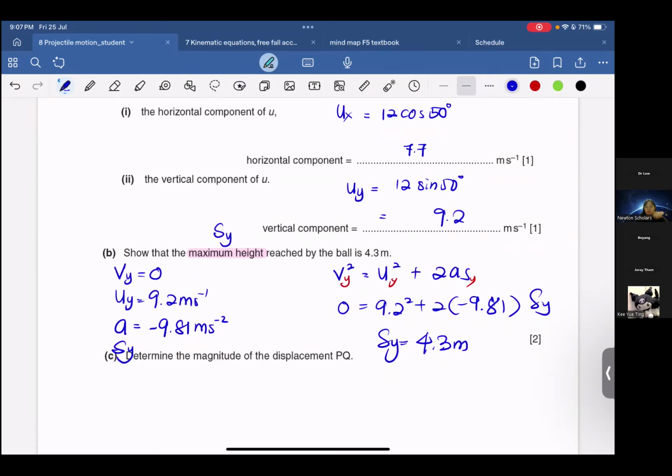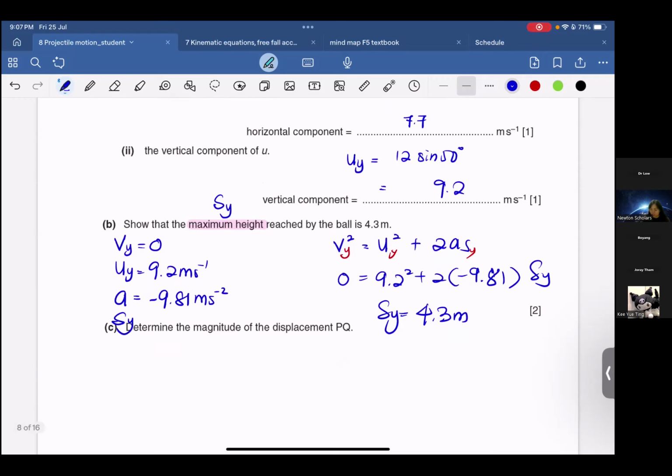List down whatever information is related, then you're able to find what formula you can use. Okay, next. Calculate and determine the magnitude. Magnitude means that I don't care about positive or negative. You just give me the value of the displacement. So we have to consider your x component and y component, horizontal and vertical component.